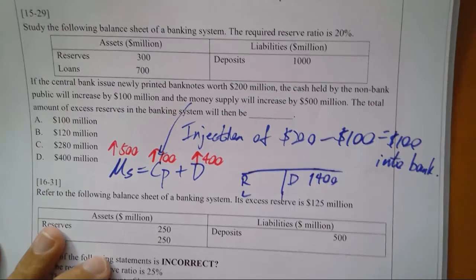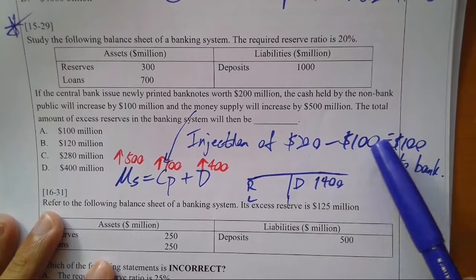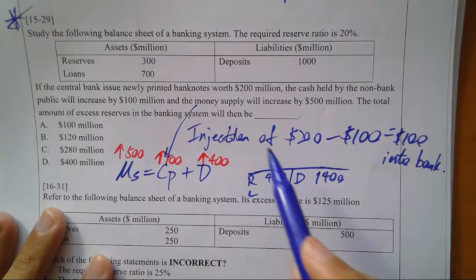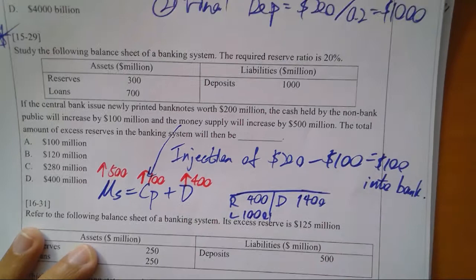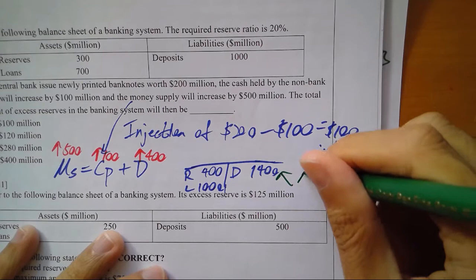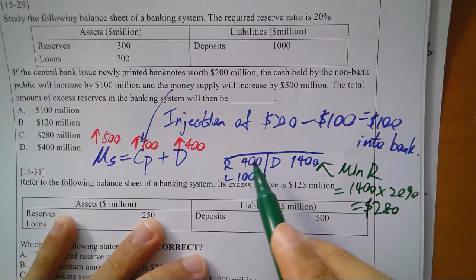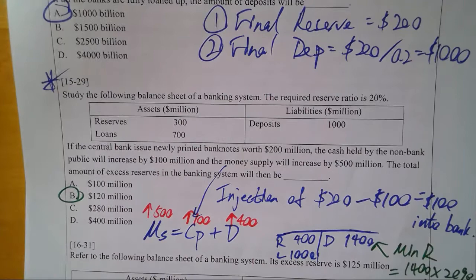Reserve used to be 300, but only part of the injection goes into the bank. How much? 100 goes to CP, only 100 goes into reserve. Therefore it is 400, 300 plus 100. Therefore, loan is this amount. Now let's calculate. The minimum reserve should be 1400 times 20%, which is 280. But we have 400. Therefore excess reserve existing in the bank is 120 million.